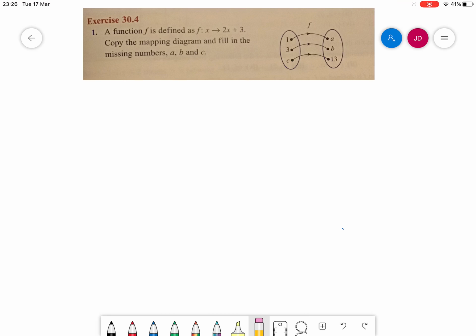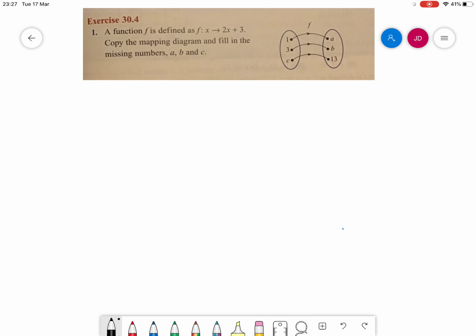Today we're going to learn about mapping functions, however when we've missing numbers. So you can see here the sample question which I've taken out of George Humphrey's New Project Maths 1 on page 431. We've got a function there where the function f is defined, f of x is 2x plus 3. We're to copy the mapping diagram here and fill in the missing numbers a, b and c. So here you've a, b and c there.